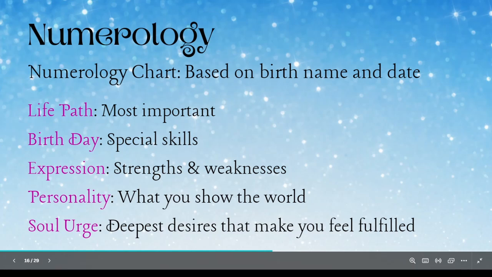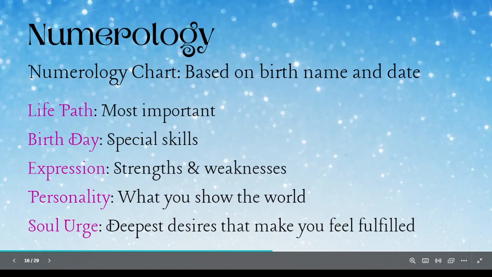So your numerology chart, based on your birth name and date, there are basically 5 key numbers that will be on the chart. You've got your life path, which is the most important number. That, as it says, is your life path. That's what you're here to do. That is what you are going to be driven to do for your whole life.